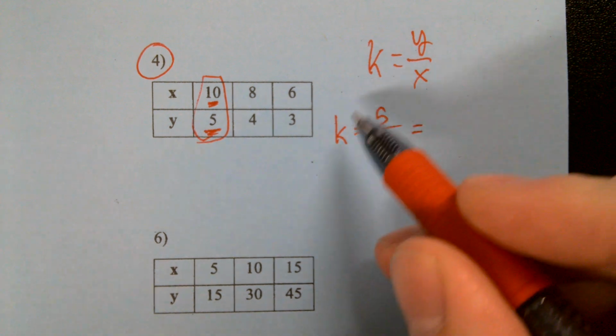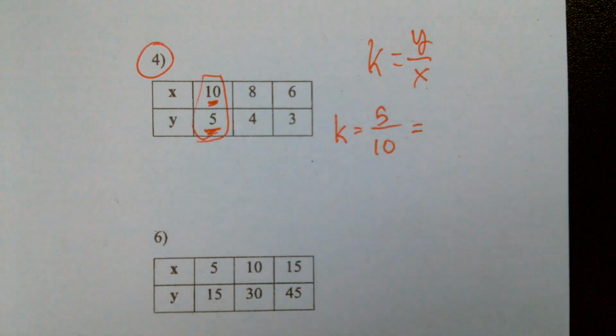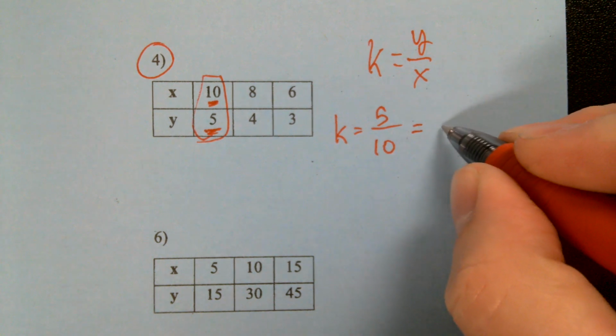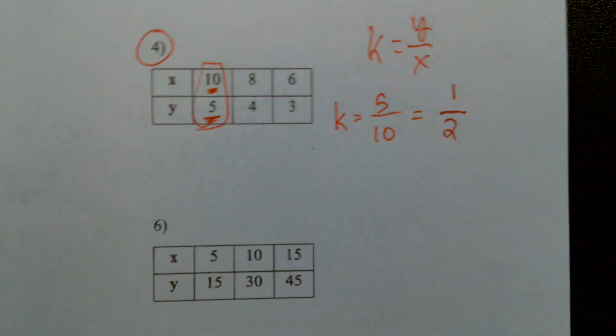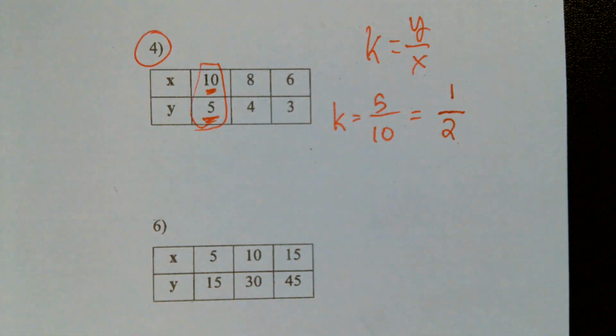How can we simplify 5 over 10? 2? There's going to be a 2, but is it going to be on the top or the bottom? On the bottom. 1 over 2. But does it have to be up there? Yes, it has to be a fraction because our smaller number's on the top.